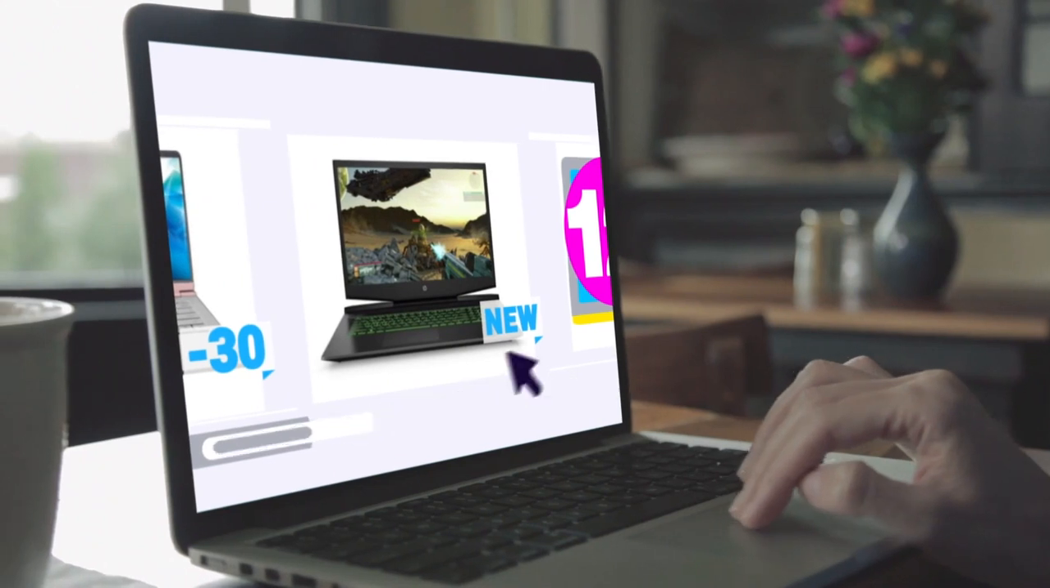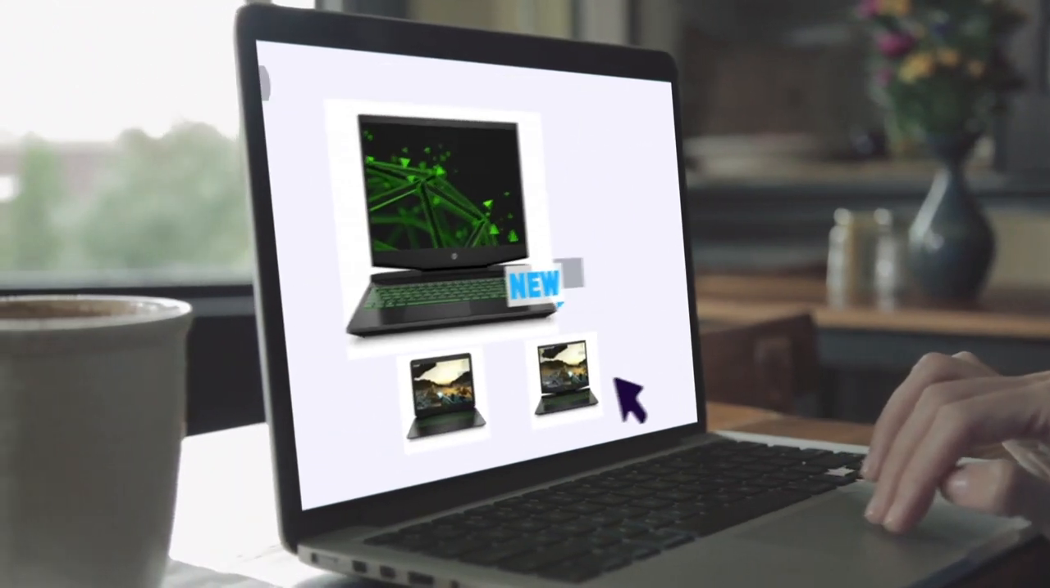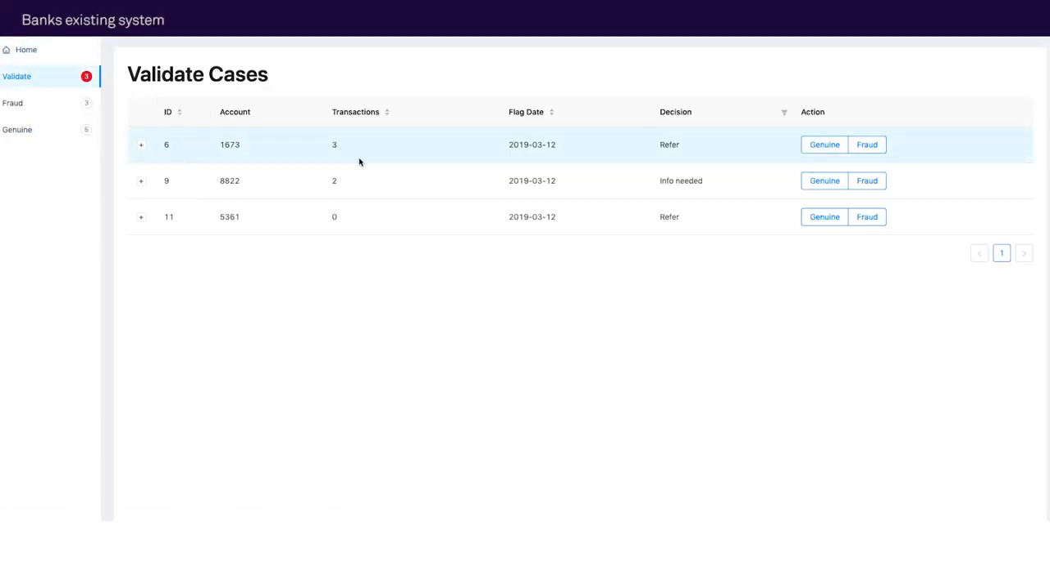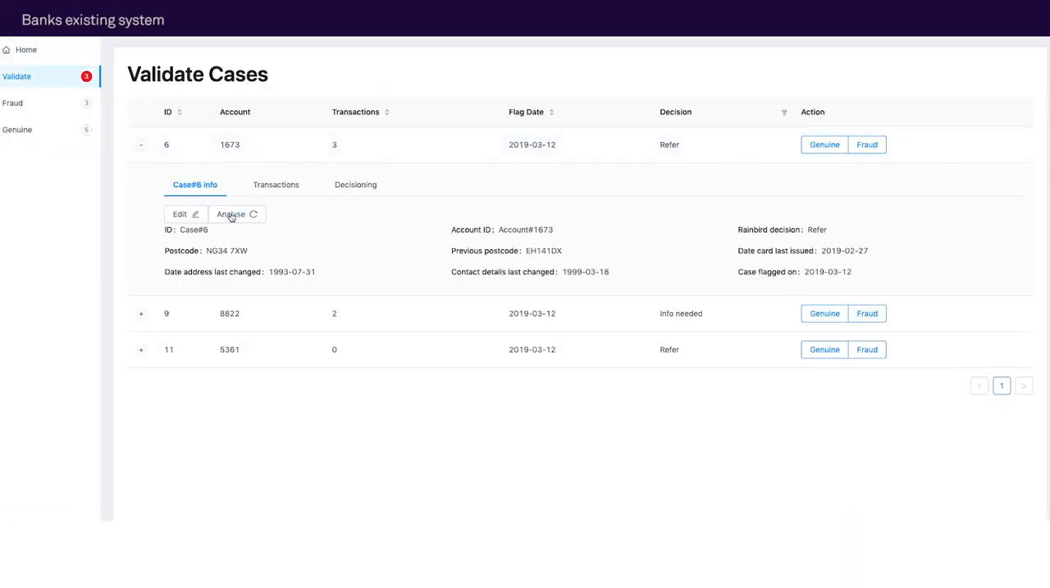Fraudulent transactions are rising fast and financial service organizations need to do more to keep pace. Fraud detection tools are used to flag potentially fraudulent transactions, but over 90% of cases will be false positive, and currently large teams are needed to review these.